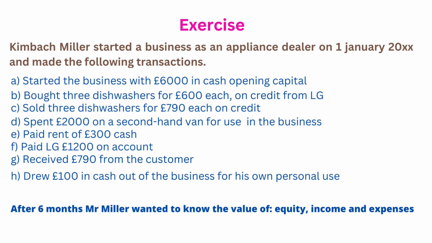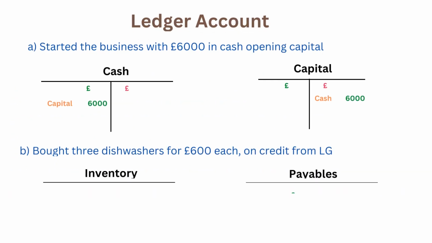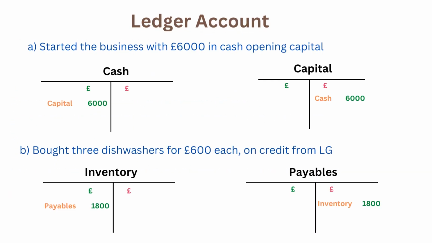E. Paid rent of £300 cash. F. Paid LG £1,200 on account. G. Received £790 from the customer. H. Drew £100 in cash out of the business for his own personal use. After 6 months, Mr. Buckmiller wanted to know the value of equity, income and expenses. Now let's enter the transactions into the relevant ledger accounts.